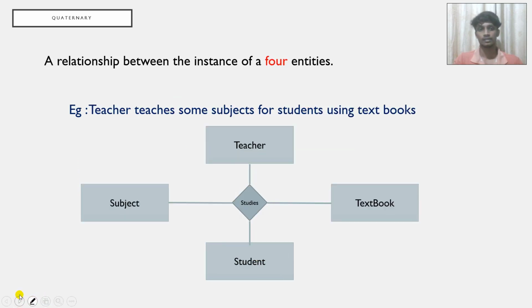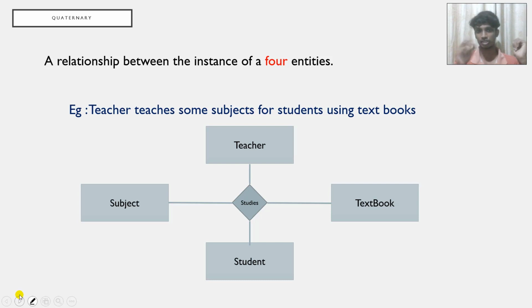Quaternary, a relationship between instances of four entities. So unary there was a 1, binary there was a 2, ternary there was a 3, in quaternary, quad means 4, like a quadcopter, which means four parts. Likewise, the quaternary means 4 entities.